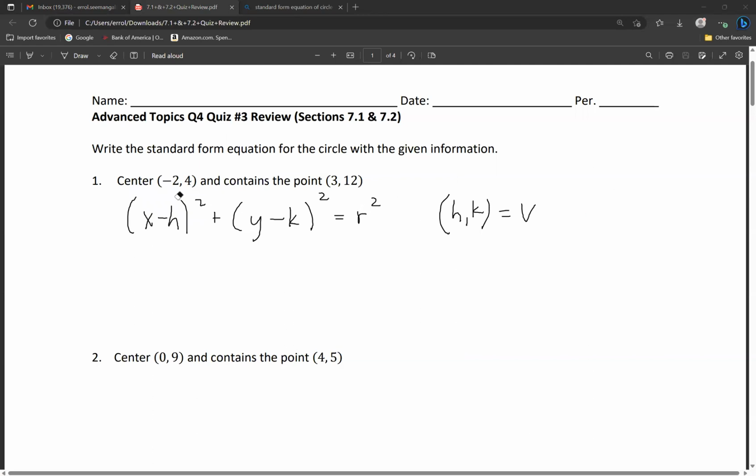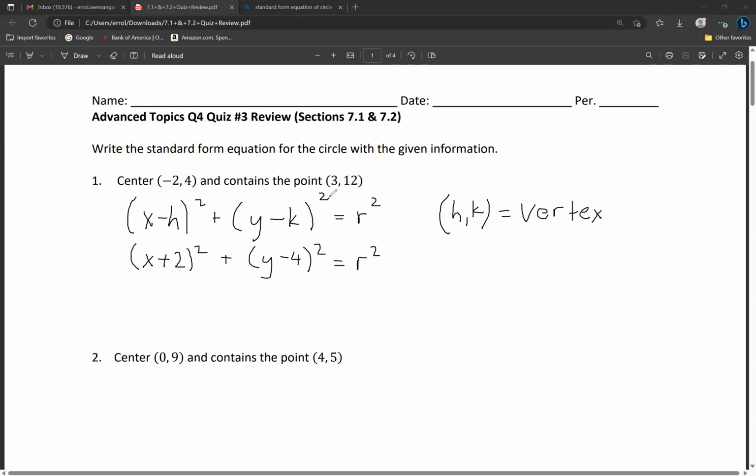Okay, so they give you the center as -2, 4, right? So just plug that in. It's going to be the opposite right here. So it's going to be x not -2 but +2 squared, plus y, opposite of +4 would be -4 squared. And we're going to let this equal r squared for the time being.